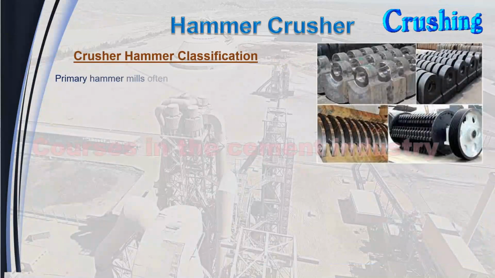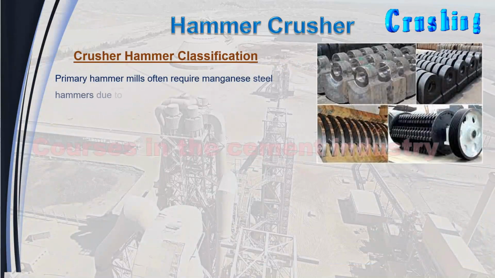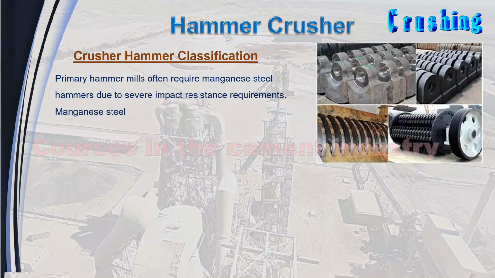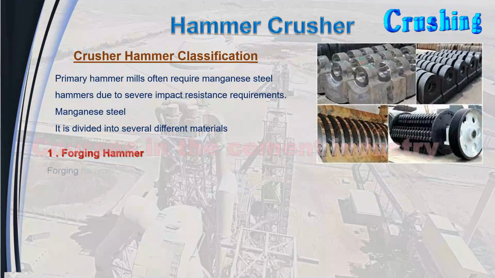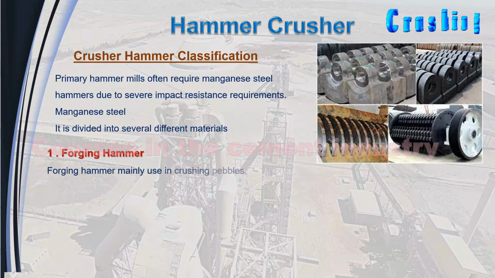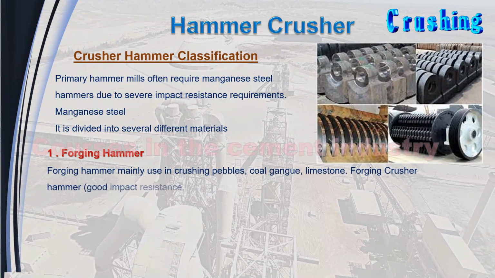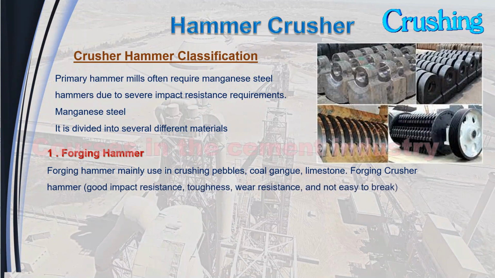Primary hammer crushers often require manganese steel hammers, due to severe impact resistance requirements. Hammers are divided into several different materials. 1. Forging hammer. Forging hammers are mainly used in crushing pebbles, coal gangue, and limestone. Forging crusher hammers have good impact resistance, toughness, and wear resistance, and do not break easily.